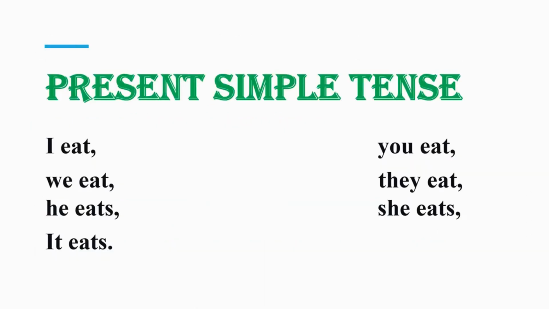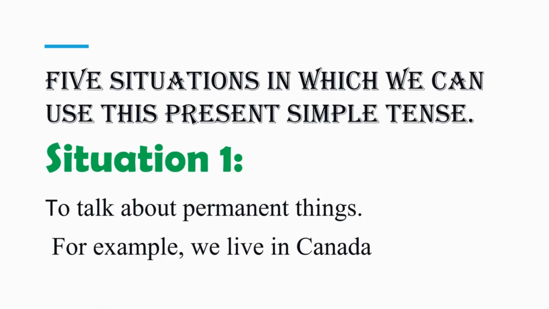Let's focus on the present simple tense now. It's like this: I eat, you eat, we eat, they eat, he eats, she eats, it eats. We use present simple tense in 5 different kinds of situations. Let's go through them one by one.